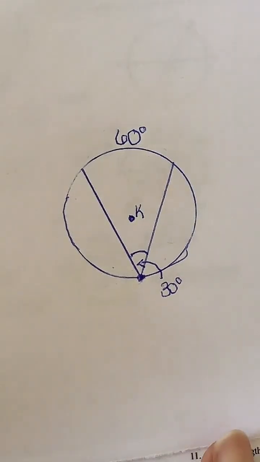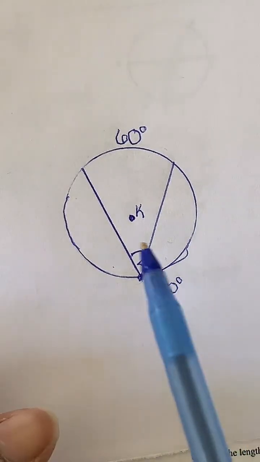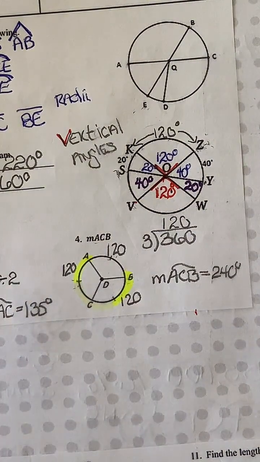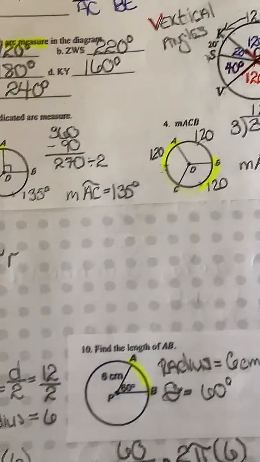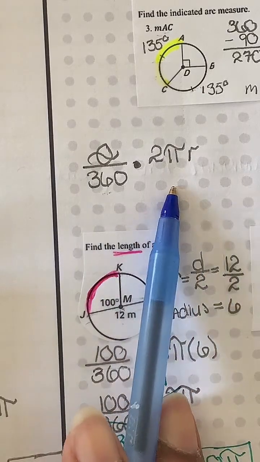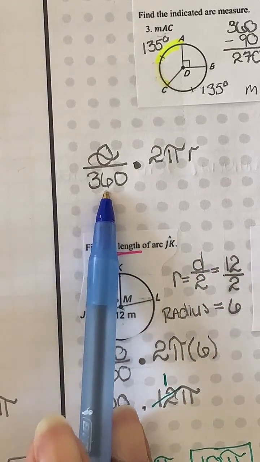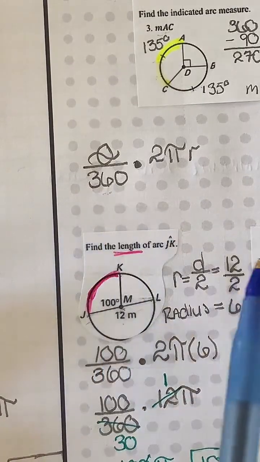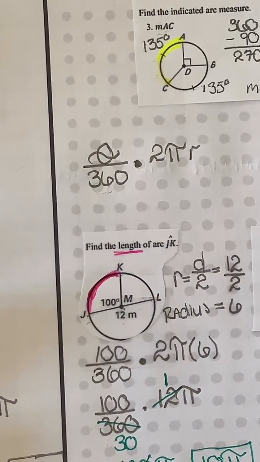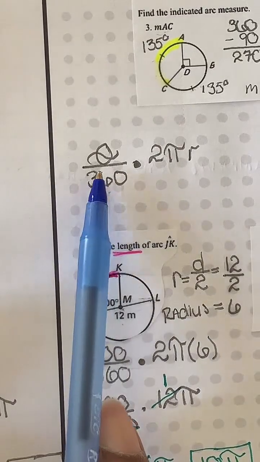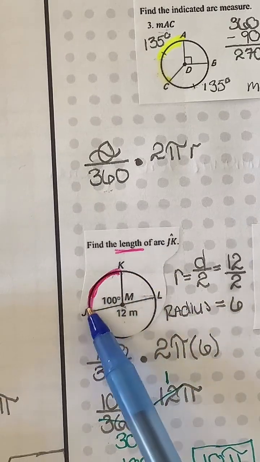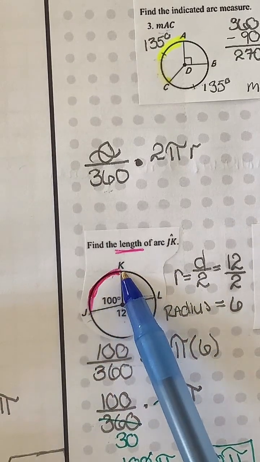Now, what I was mentioning last night is there's a difference between arc measure and arc length. When you're taking a look at the arc length, you're taking bits and pieces of the circle. The measure of a circle is 360 degrees. If we're just looking at part of the circle, we're looking at how long it is from J to K.